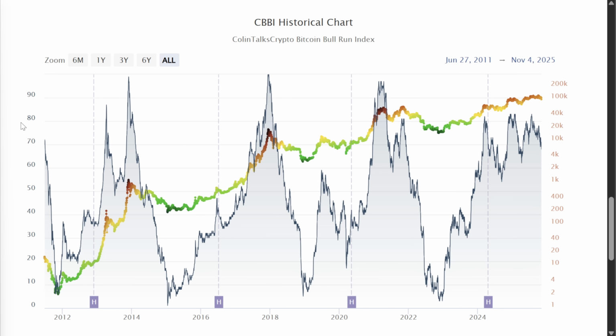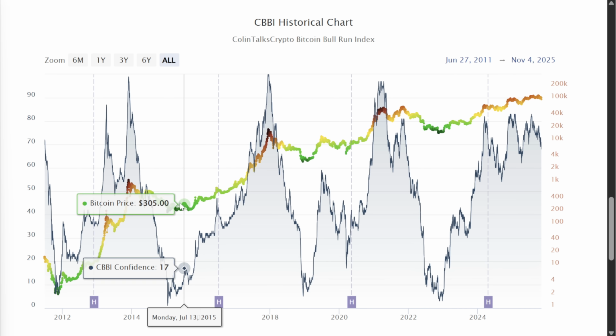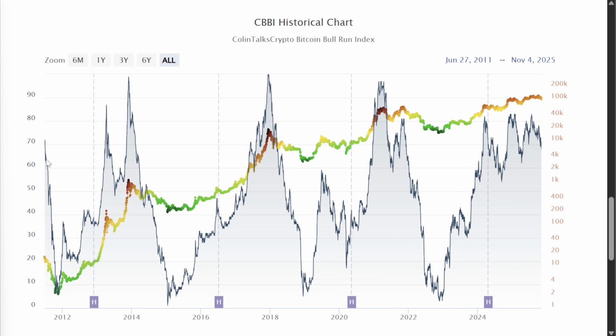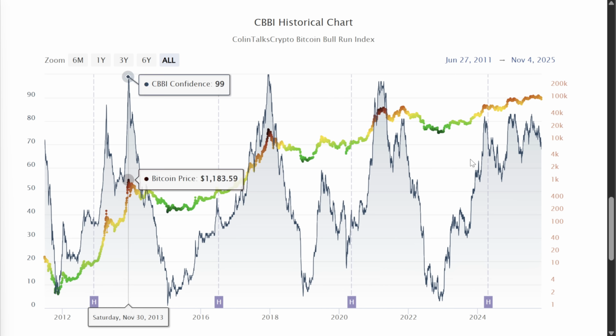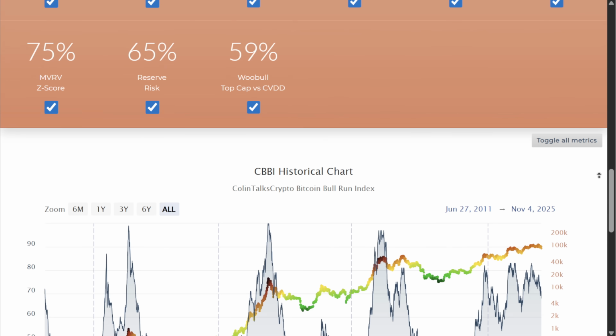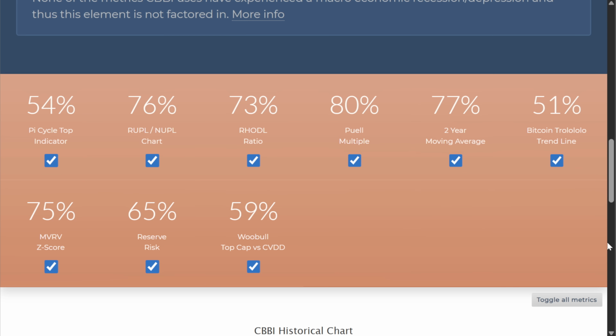This is a very long-term chart. It shows the Bitcoin price on a logarithmic scale. And the CBBI is this oscillator that goes between 0 and 100. Now, what is this? It's a combined metric of several approaches.